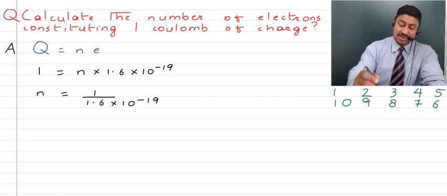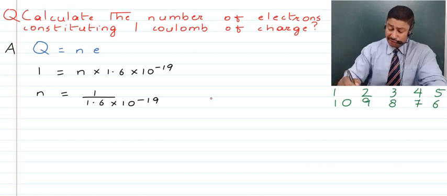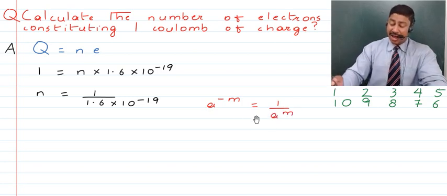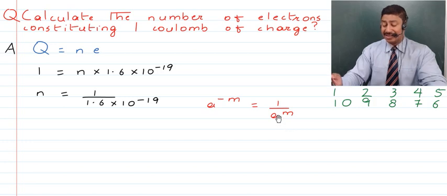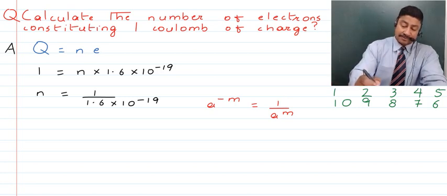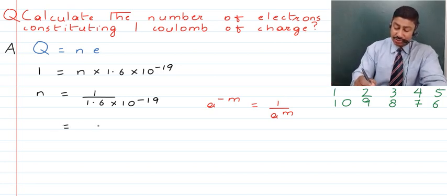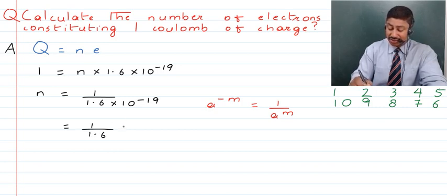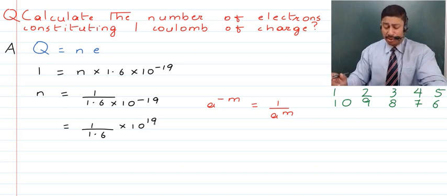Now remember, children, here what we do is use a formula. That is, a raised to the power minus m can be written as 1 upon a raised to the power m. That means if the power of a number is negative, then if it is taken to the denominator, its power will become positive. Similarly, if the power of a number in the denominator is negative, if it is taken to the numerator, its power will become positive. So here, we have this 1 upon 1.6, and if we take the 10 raised to the power minus 19 to the numerator, it will become 10 raised to the power 19. That means the negative power will become positive power.